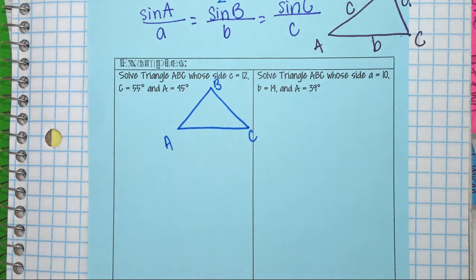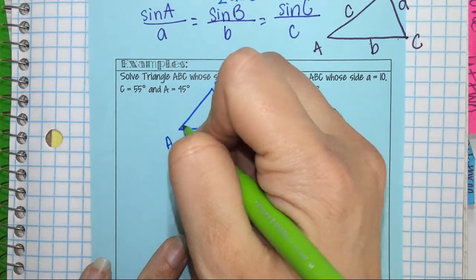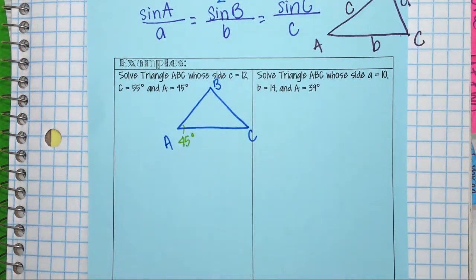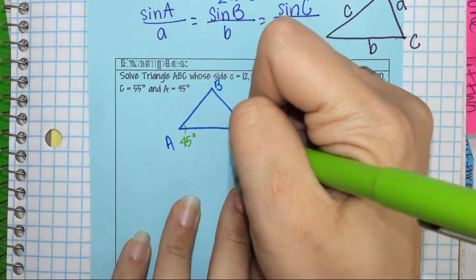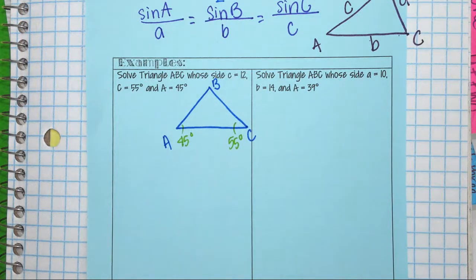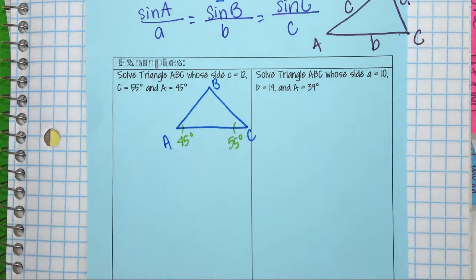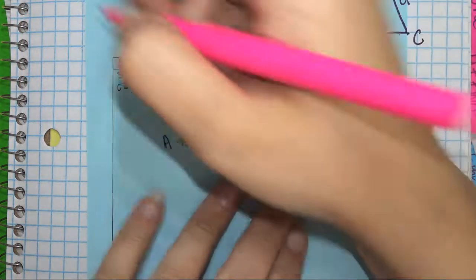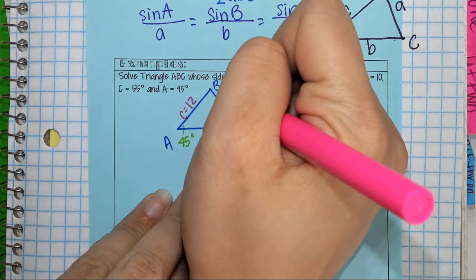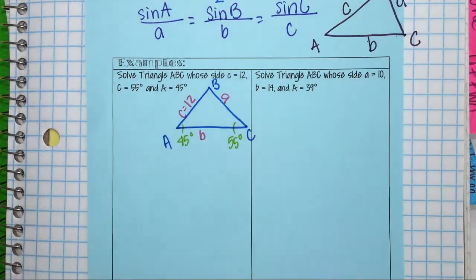What does it give us in our problem? Little c, big C, and angle A. Okay, so this angle is 45, correct? Correct. And what is the measure of angle C? 55. All right, and then did they give us a side length? Yes. What side length did they give us? Little c. And where would that be? Across. Good. And so this would be A, and this would be baby B.